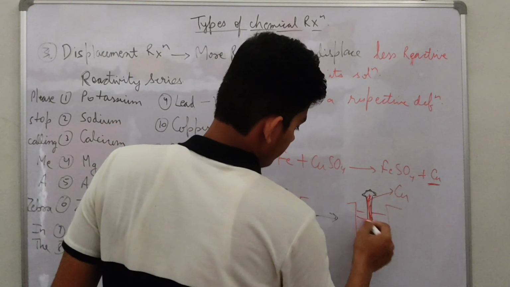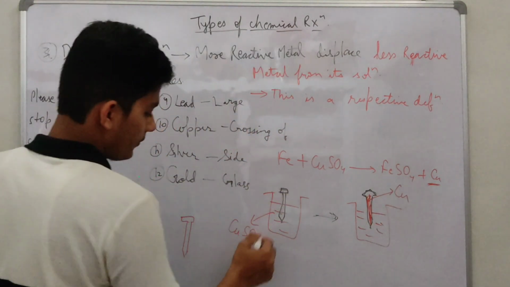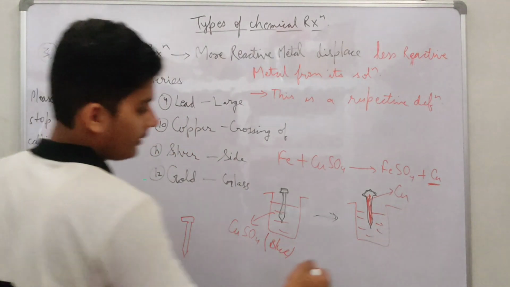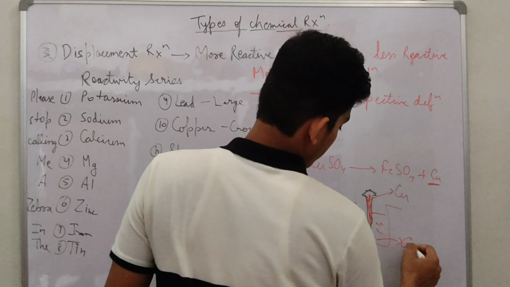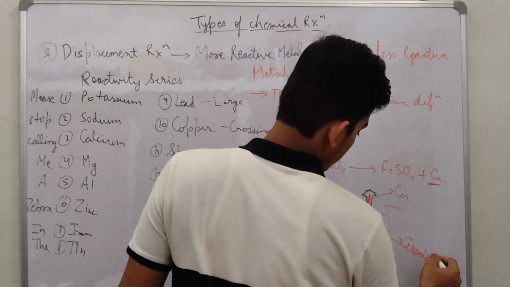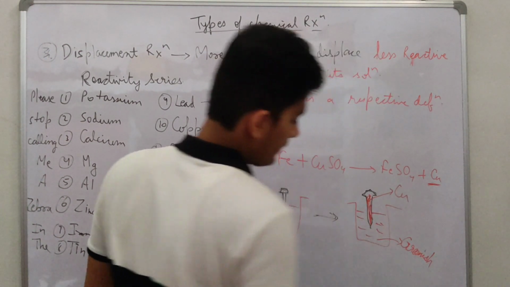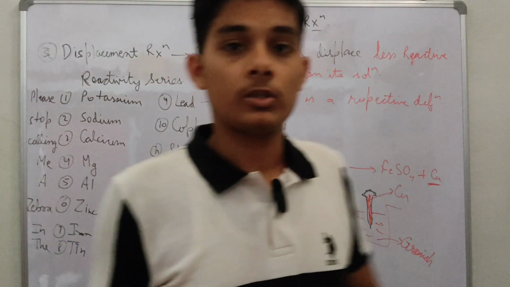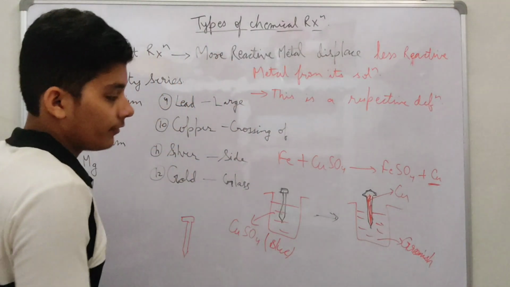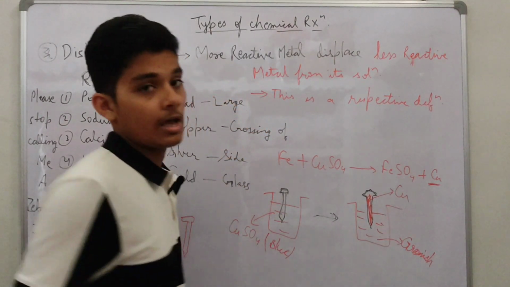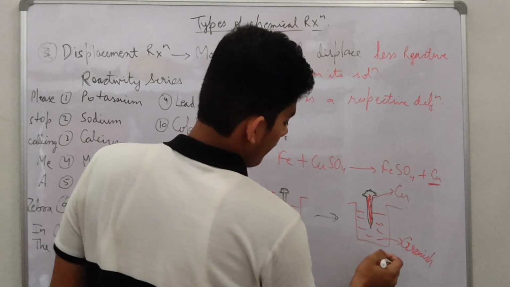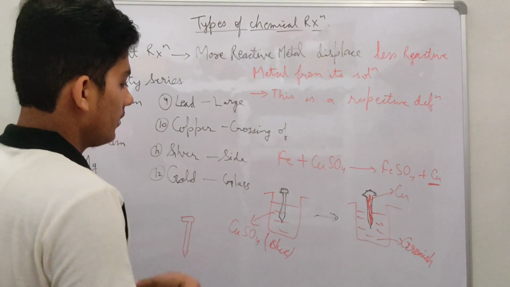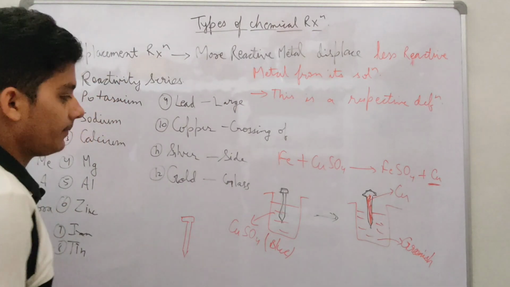And this solution, which was blue in color previously, becomes colorless or somewhat greenish. Why? Because firstly it was CuSO4 and we know that the color of CuSO4 is blue, and after that there is a formation of FeSO4 and we know that the color of FeSO4 is green. So this is a displacement reaction. You can clearly see here.